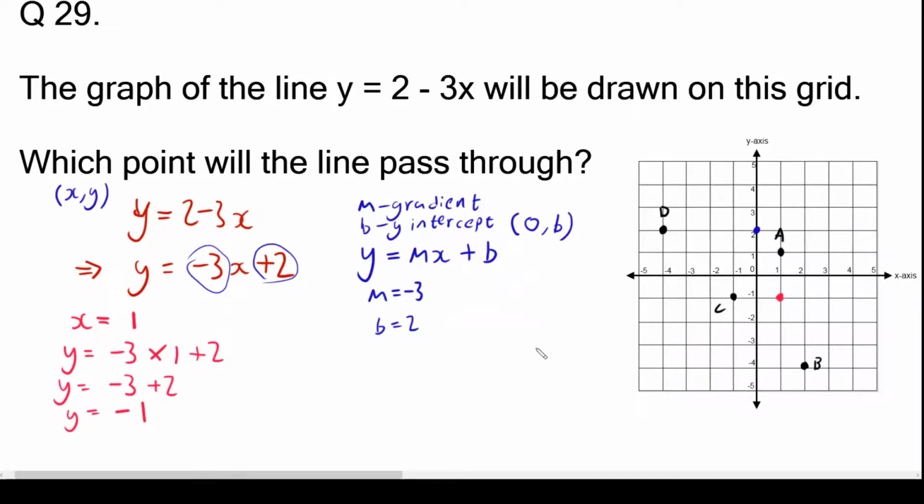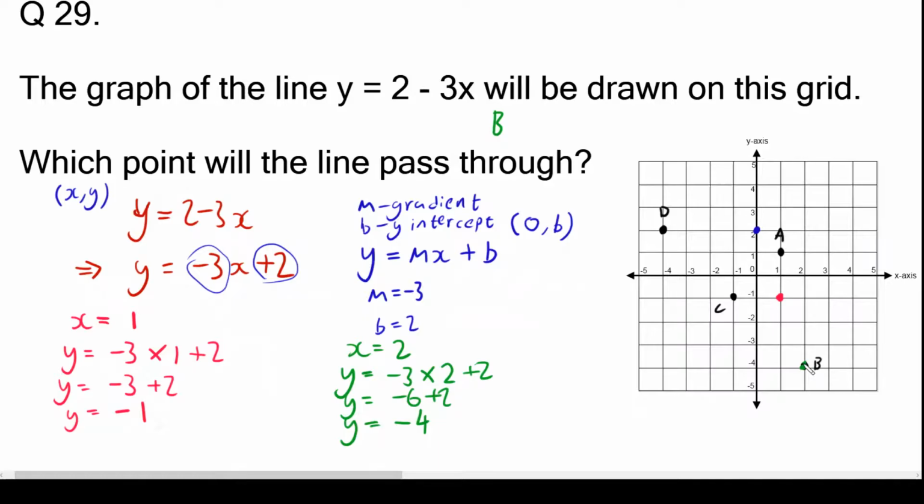Let's look at 2. So when x equals 2, y is going to equal negative 3 times 2 plus 2, because where we see the x we put in 2. y equals negative 6 plus 2, y equals negative 4, which is here. So it's B. We've figured out which point the line passes through.